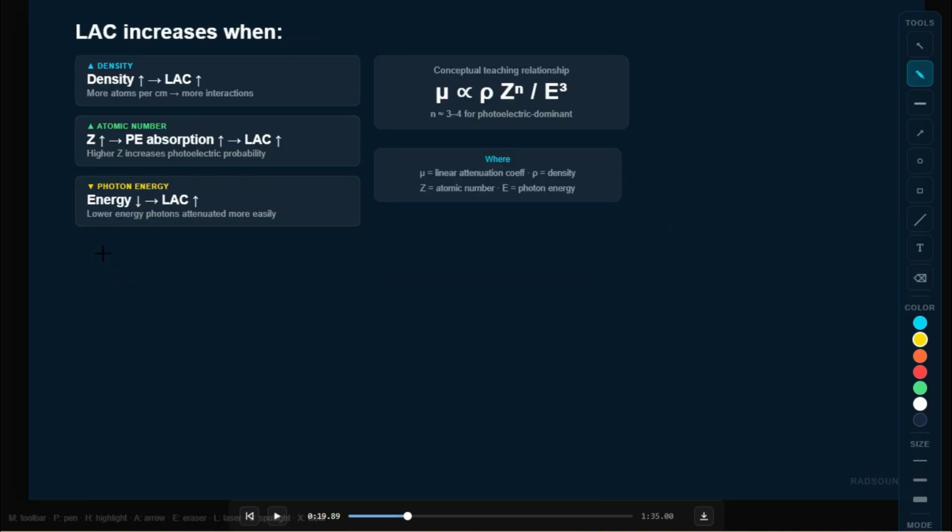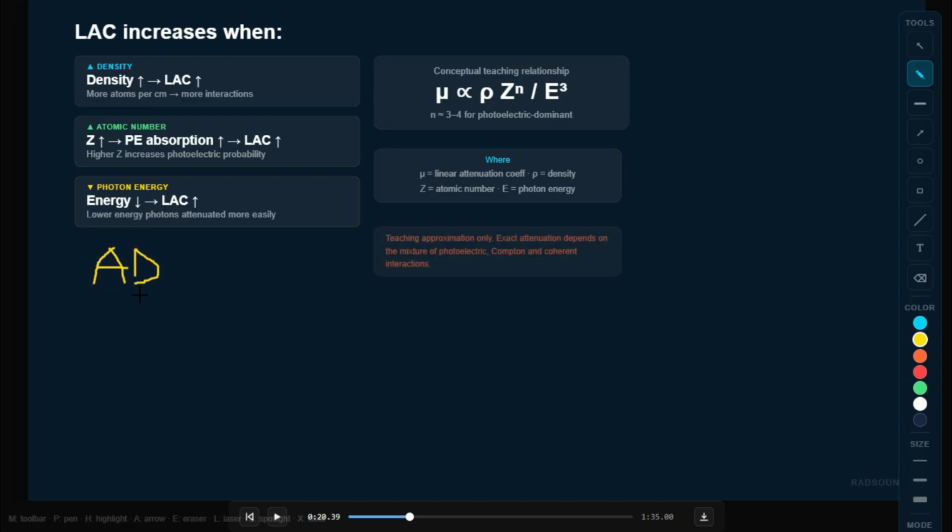So the linear attenuation coefficient is proportional to atomic number times density, over energy. Meaning that as the atomic number increases, the linear attenuation coefficient will go up. As the density increases, the linear attenuation coefficient will go up, and vice versa for energy. So it is directly proportional to the atomic number and the electron density of the material. Let's say we have something with high atomic number and high density; it will produce a higher linear attenuation coefficient than something with lower density and atomic number.